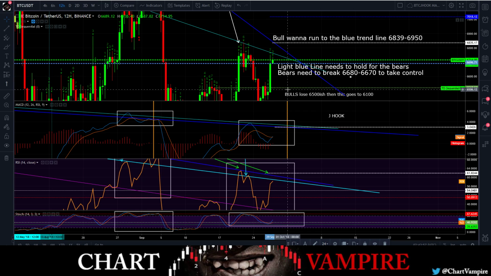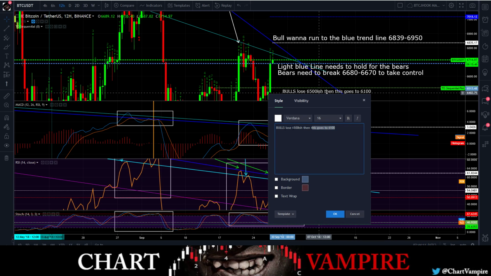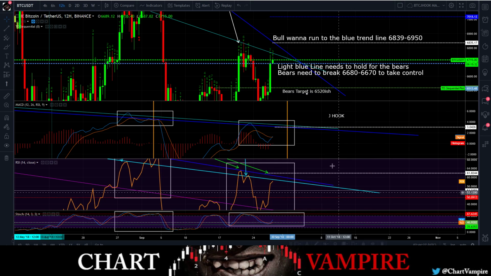Your bottom side target is going to be right here. Your first bottom side target is 5,100, right? So you got a 5,500. Bears first. Bears target is 6,520-ish. So that's what the bears are trying to get to. The bears are trying to get down there.